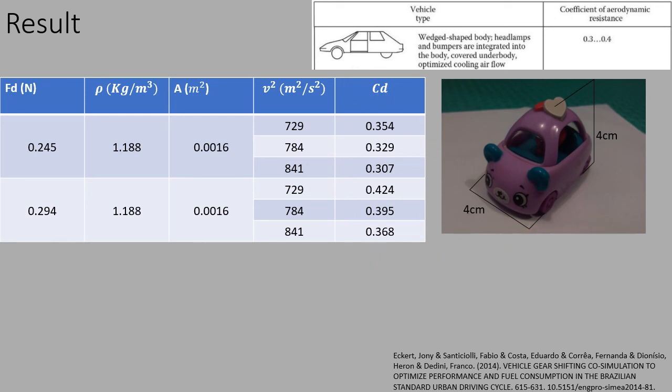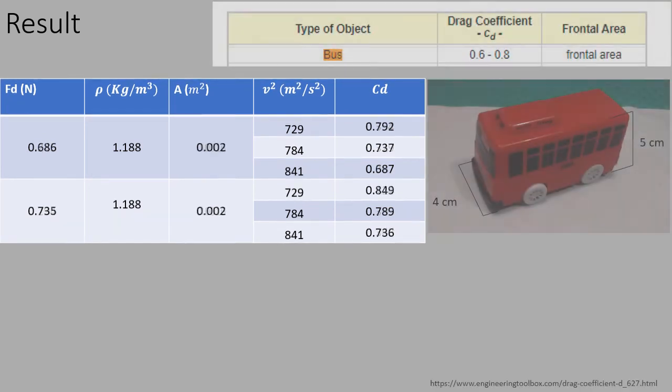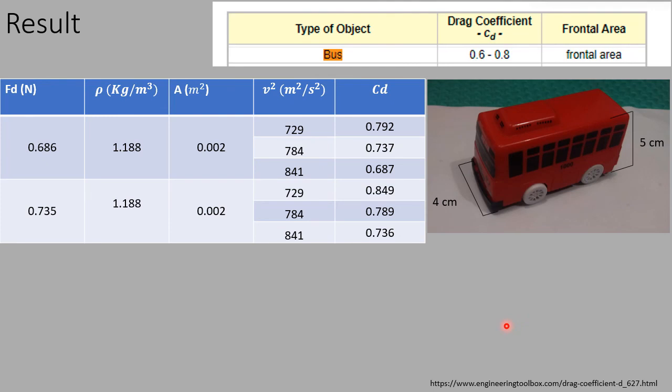And the last toy that I'm calculating is the bus. As you can see, this is the cross-sectional area, and we obtain the drag coefficient for the bus. From the Engineering Toolbox it is 0.6 to 0.8, and our value is in between those values, so we can say that our experiment is satisfactory and successful.